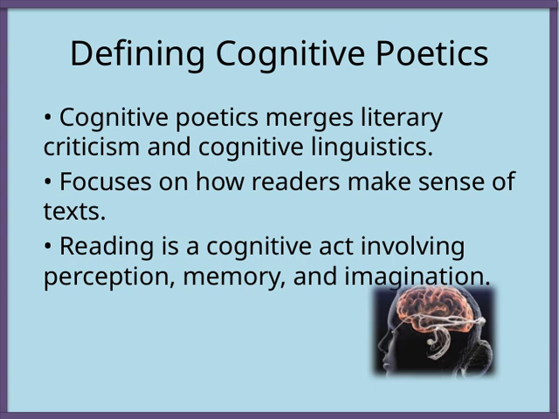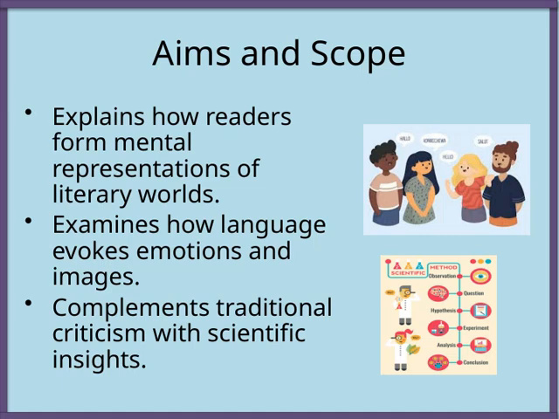This ties directly into the broader theme of how language and cognition shape our engagement with texts. Today, I want to talk about the aims and scope of this presentation. First, we'll explore how readers actually form mental representations of literary worlds. This is about understanding the mental images and ideas that we create when we engage with a story. Next, we'll examine how language in literature can evoke emotions and vivid images, making the experience more immersive and personal.